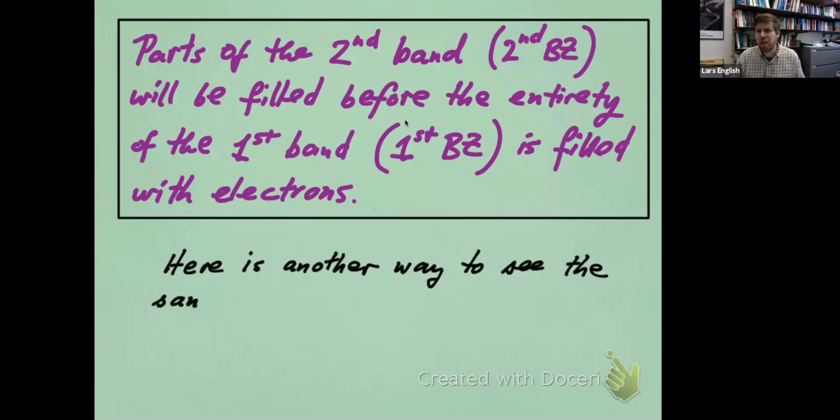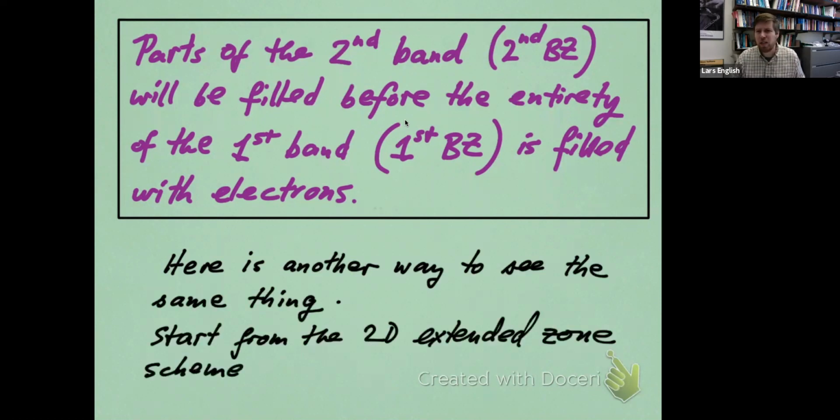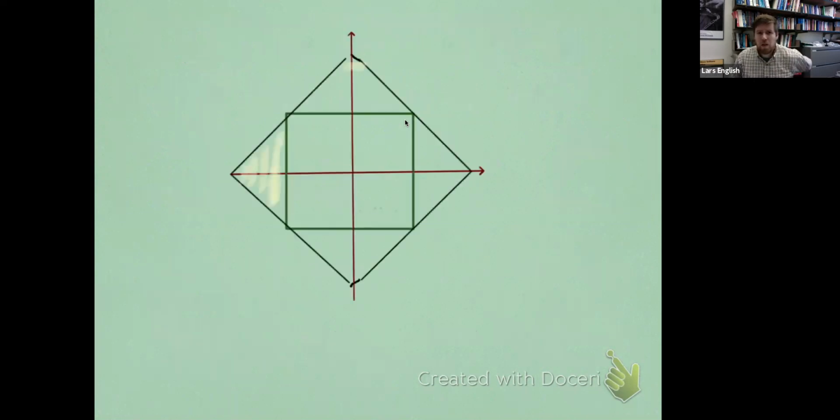But I want to show you another way of looking at that. There's another way to see the same thing. Here we look at the 2D extended zone scheme. So here is our second Brillouin zone in yellow. The first one falls within that green square, and the second one then are those corners.